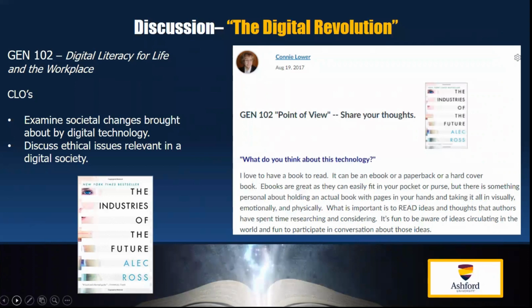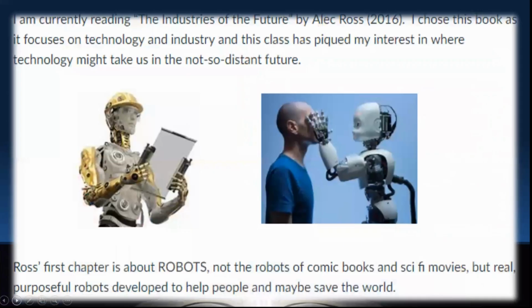I began with a paragraph about how important it is to read and include an image of the book I am using. I follow this with the concept being explored. In this case, Ross's first chapter is about robots, not the robots of comic books and sci-fi movies, but real purposeful robots developed to help people and maybe save the world.